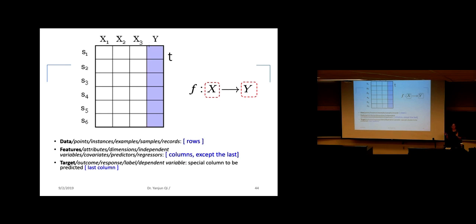There are many different terminologies saying the same thing. When people mean data points, samples, instances, or records, they're all the same thing, meaning a row in this matrix. When they say features, it means the column, in this case X1, X2, or X3. And the last column is not a feature, it's the target, or the outcome, the response, or we call it labels, dependent variable, or target variable. They all mean the same thing. The last column is the target, the other columns are features, and rows are samples or instances.